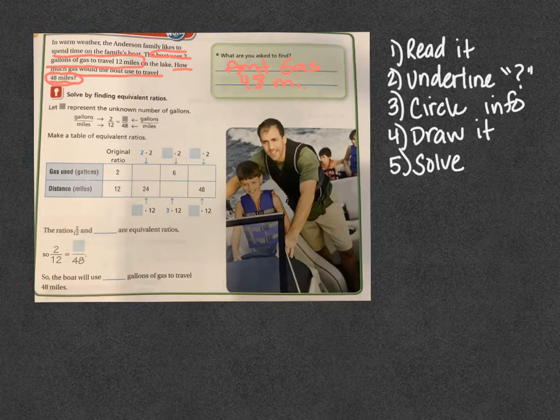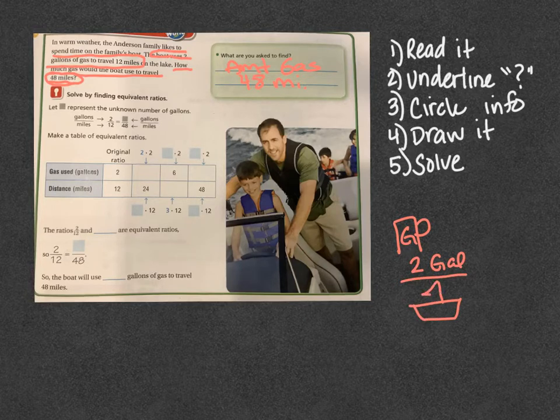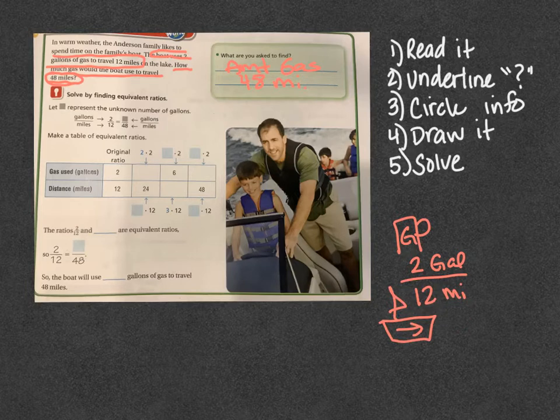So let's draw a picture. I have gas. This is a gas tank. Pretend that's a gas tank. And it takes 2 gallons for my boat to go 12 miles. For the boat to go 12 miles, this is my key ratio. It's not a unit rate, but it's the ratio of how many gallons take me 12 miles.